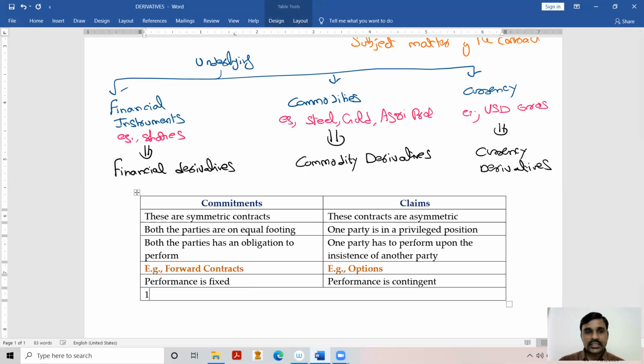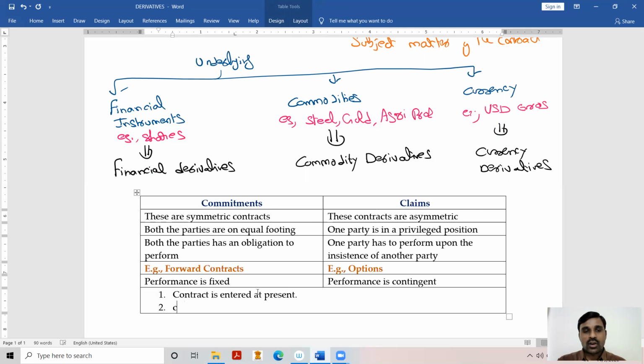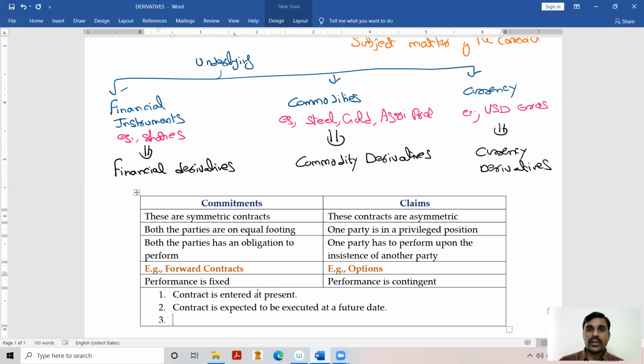In both cases, the contract is entered into at present. The contract is expected to be executed at a future date. The price of the contract is fixed at the time of entering the contract.